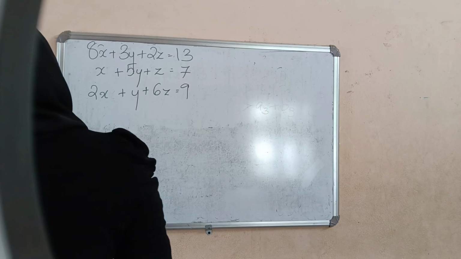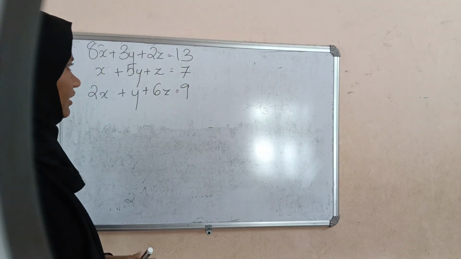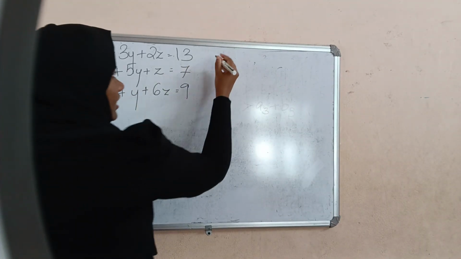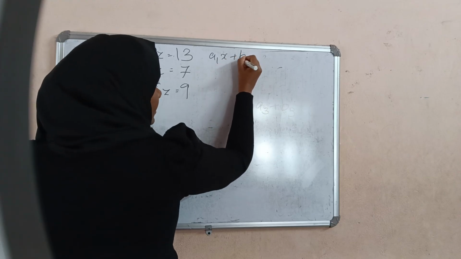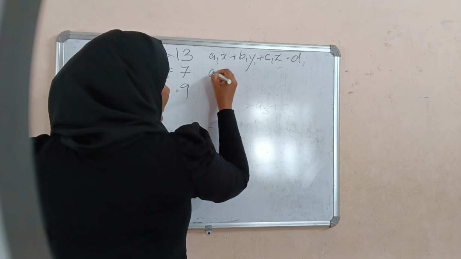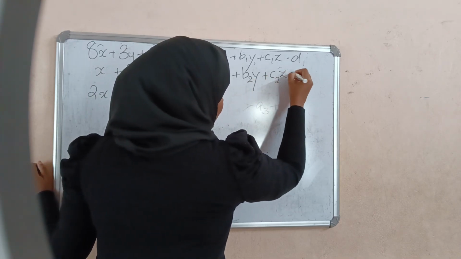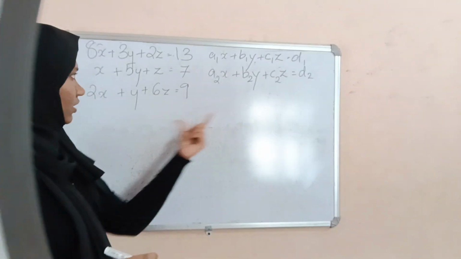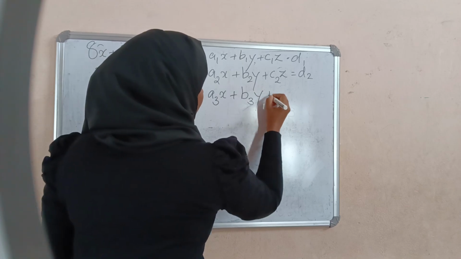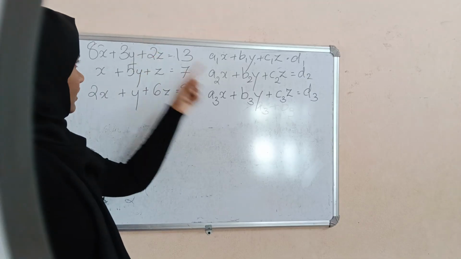Okay, so we have our matrix. What I recommend, in order to avoid confusion while solving this problem, is to write the numbers in the form a1x plus b1y plus c1z is equal to d1, then a2x plus b2y plus c2z is equal to d2, a3x plus b3y plus c3z is equal to d3. Okay, so it is of this form.